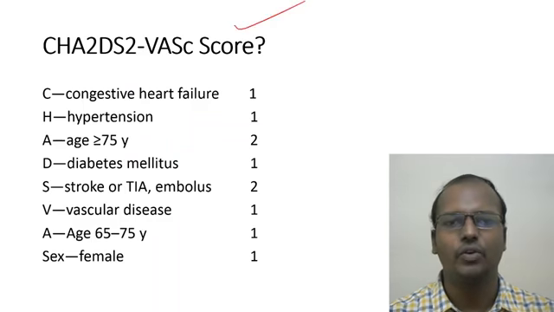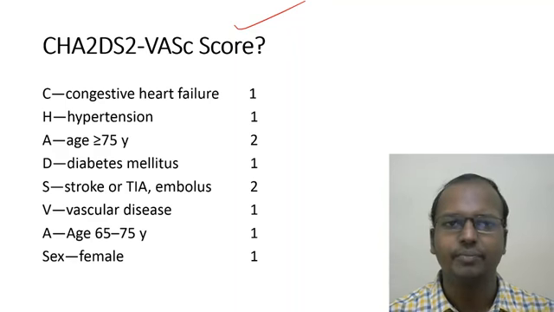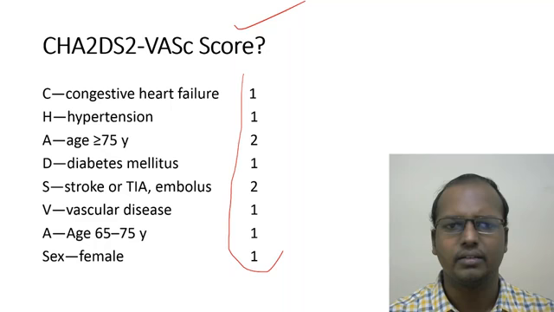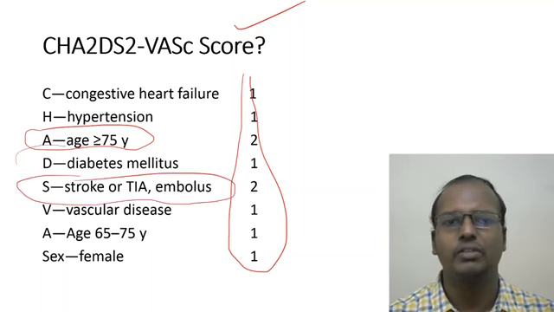Okay, this is the CHA2DS2-VASc score. Very important for a patient with non-valvular atrial fibrillation. So in that case, this is the score. There are two variables which have a score of 2: age more than or equal to 75, and stroke, TIA or embolus. These are the two variables with a score of 2. Others have a score of 1.